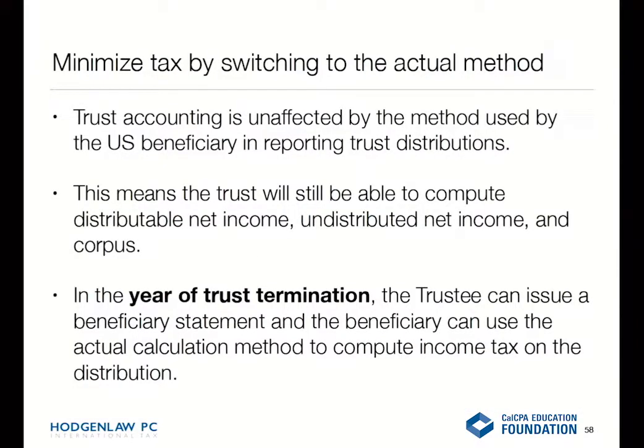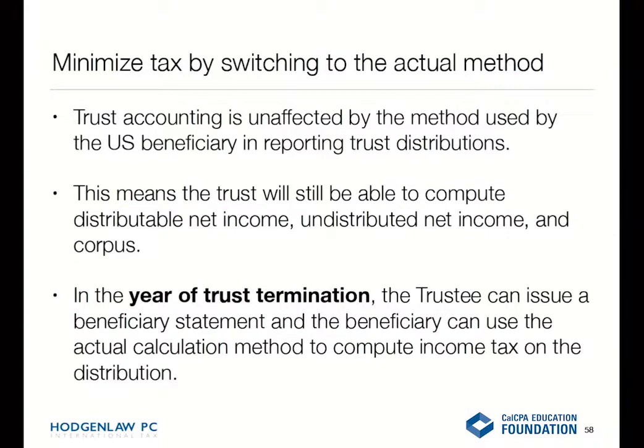There's also potentially an option to minimize tax by switching to the actual method. This works if you're able to use the actual method in the year of termination. What I mean by that is you have to actually have trust accounting. You have to know DNI and UNI and trust corpus. Because if you don't, you can't use the actual method because you don't know what numbers to put there. So if you have a trust that's been around for a really long time, no one's been keeping records, and no old documents exist that you can reconstruct the records from, you might not be able to use this method because you wouldn't know what numbers to put there.